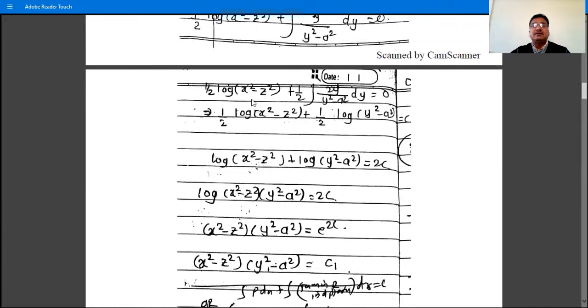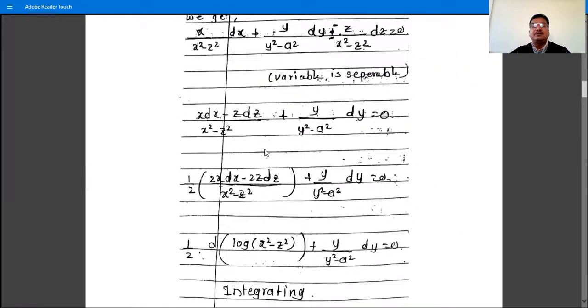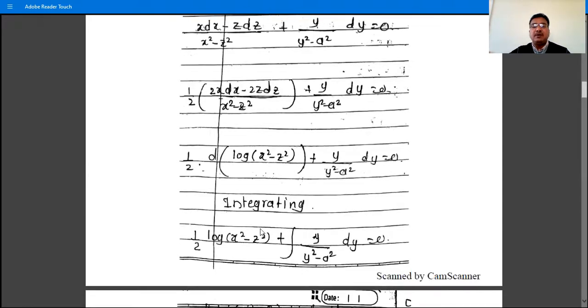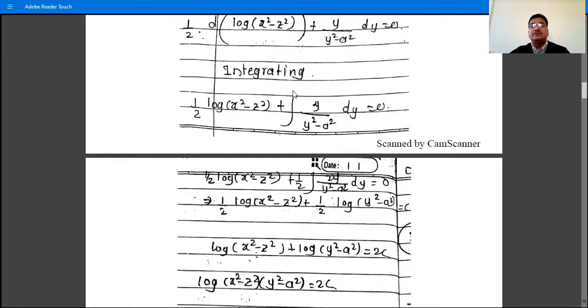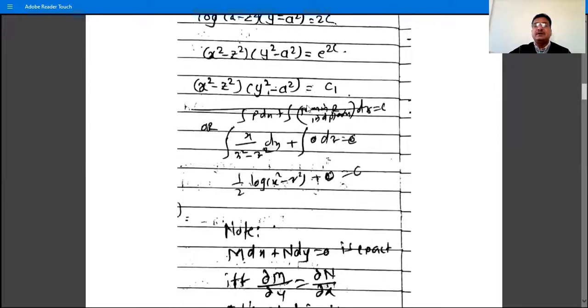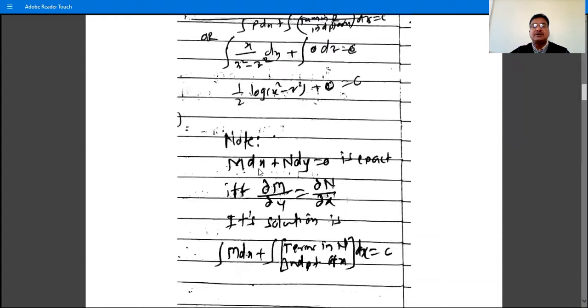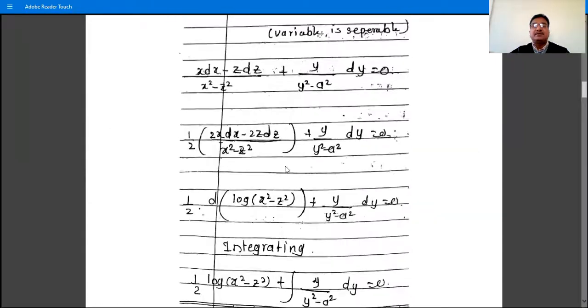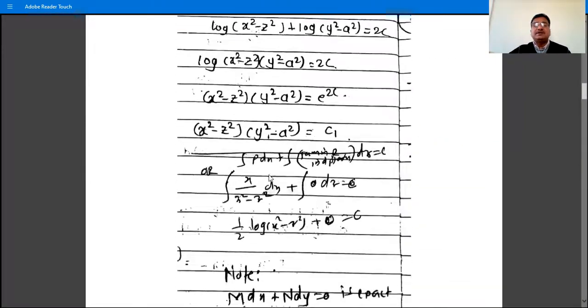And that is we have the answer: the integration of these two factors, x by x square minus z square dx and minus z by x square minus z square dz, is 1 half log x square minus z square. So we have this answer, 1 half log x square minus z square, by applying the method of exact differential equation, or by adjustment we can find its integration.